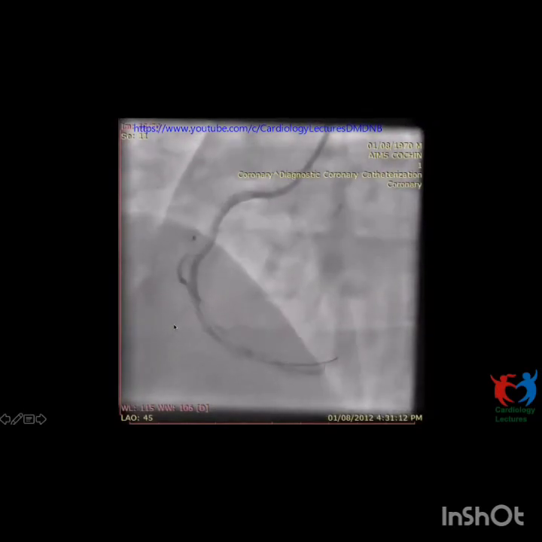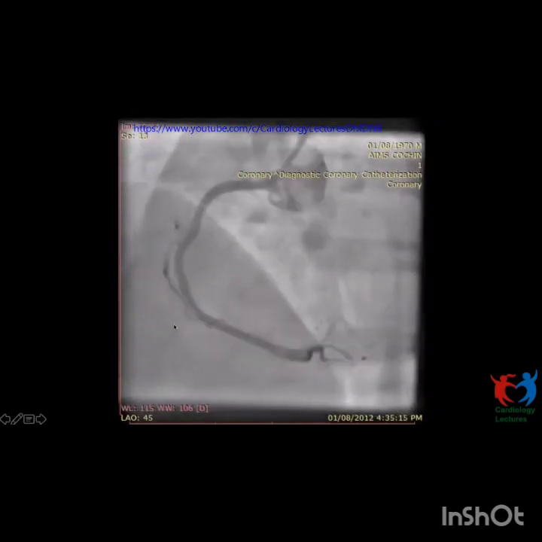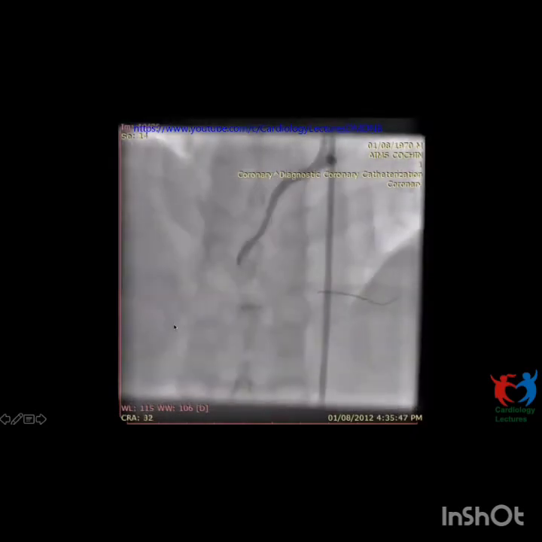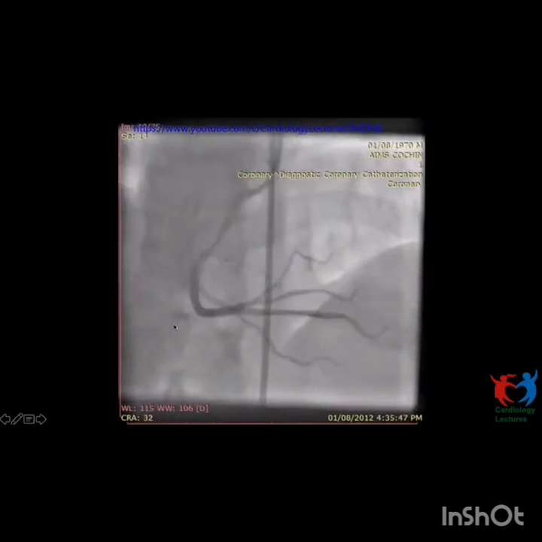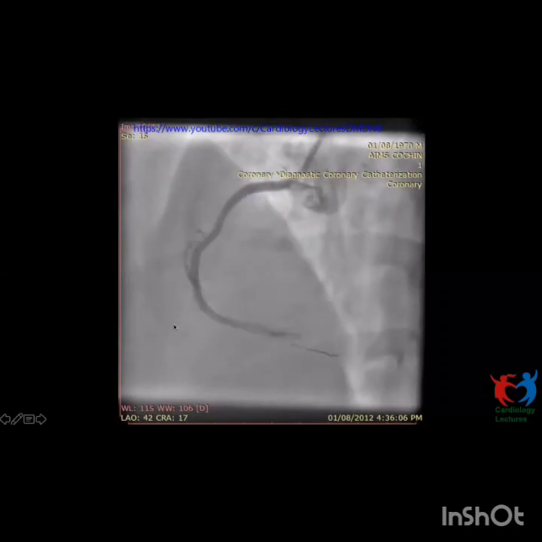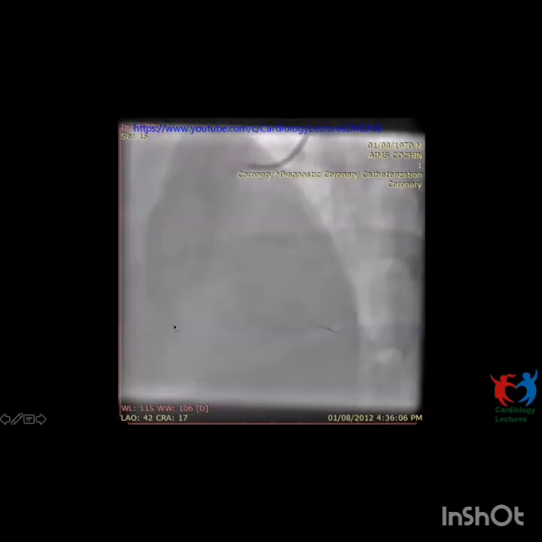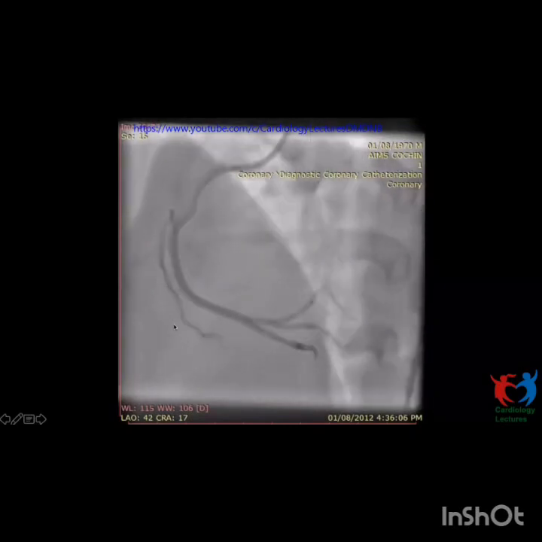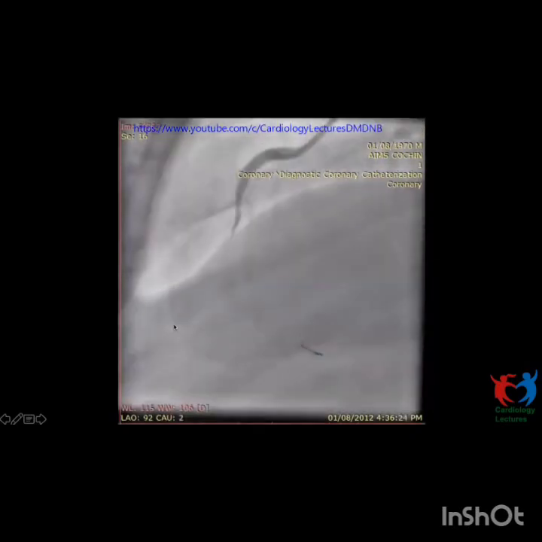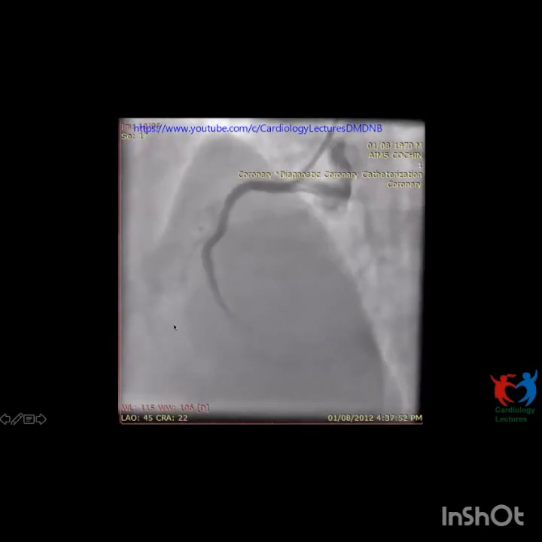And the flow gradually improved to the distal vessels. And that is the final after multiple runs of thrombus aspiration. We take multiple angles to make sure that it was not a dissection in the first place. This patient is under my follow-up for the last 8 years and he's absolutely doing fine with negative treadmills every year. This is the final picture.